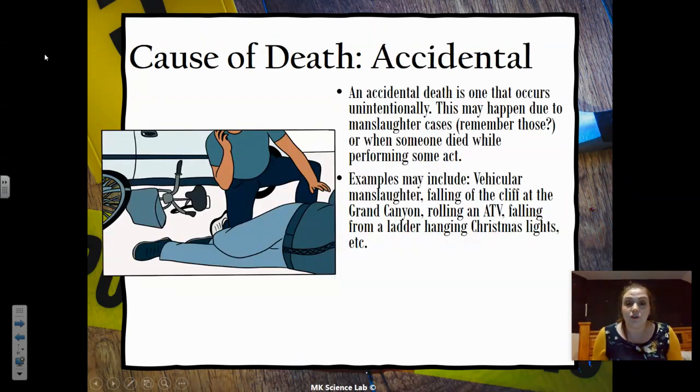Accidental means accidental. It was unintentional. This may happen due to manslaughter cases. Remember, someone was hit by a car, or someone died while performing some kind of act. Examples may include vehicular manslaughter, falling off of a cliff, rolling an ATV over, falling from a ladder, hanging Christmas lights. All those weird kinds of deaths would be accidental.